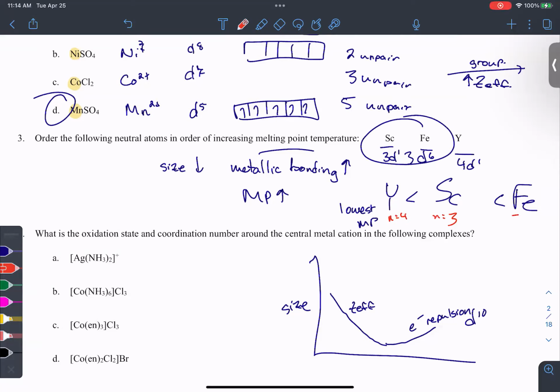Okay, so there we go. That is size, and so it kind of asks both, size in terms of transition metals, and then relating that to melting point. Okay, great. All right, let's keep going.